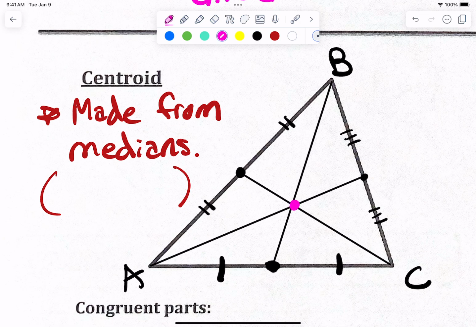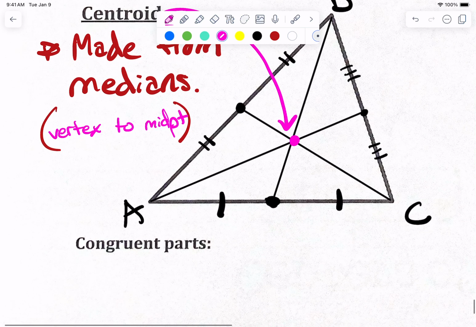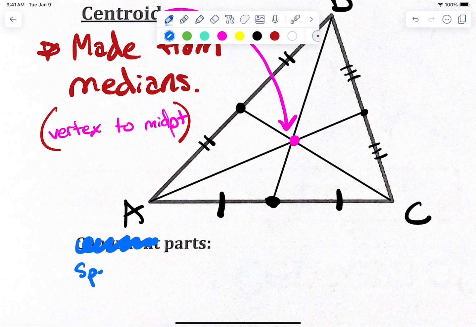Your centroid is this dot right here where they intersect. The median is the vertex to midpoint. So you take the midpoint of the side and connect it to the vertex. Vertex to midpoint. That's what a median is. Good? That's what the centroid is. Now, they don't really have congruent parts, but it has a special thing that happens to it. And this is my favorite. Some special things happen.